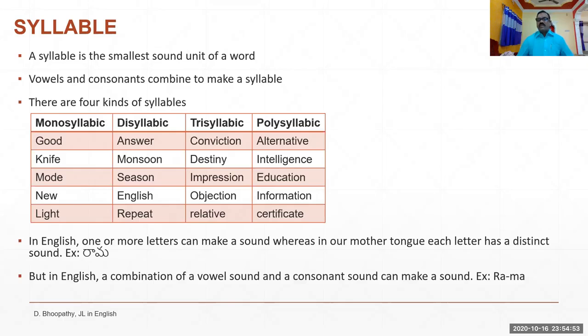Next, trisyllabic words. Trisyllabic means there are three syllables in a word. Conviction, destiny, impression, objection, relative. There are three syllables.